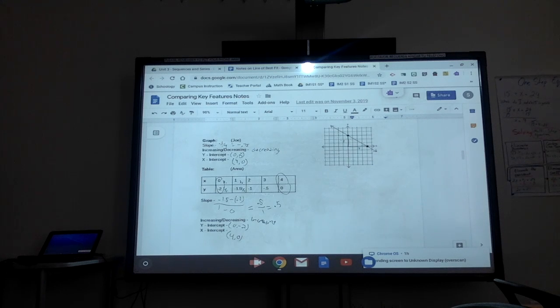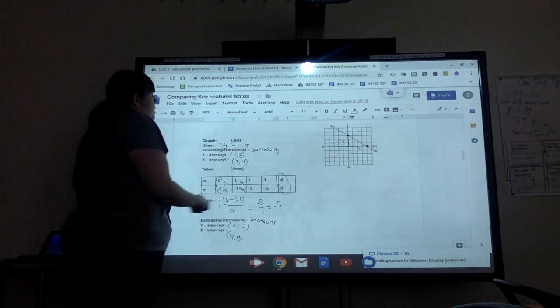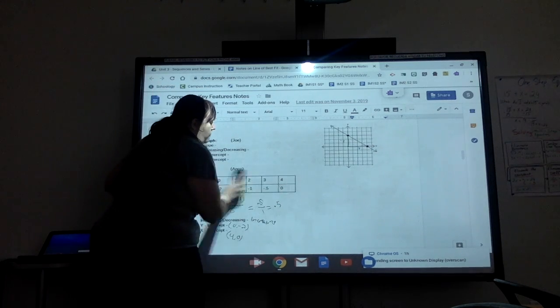So we figured out the key features for all 4 people in all 4 situations. But the point of these notes isn't to figure them out, it's to be able to compare them. Because that's what they want you to be able to do on the test. So here's about the word compare.